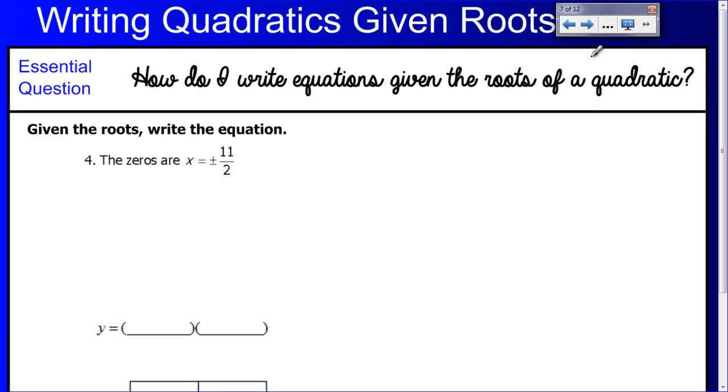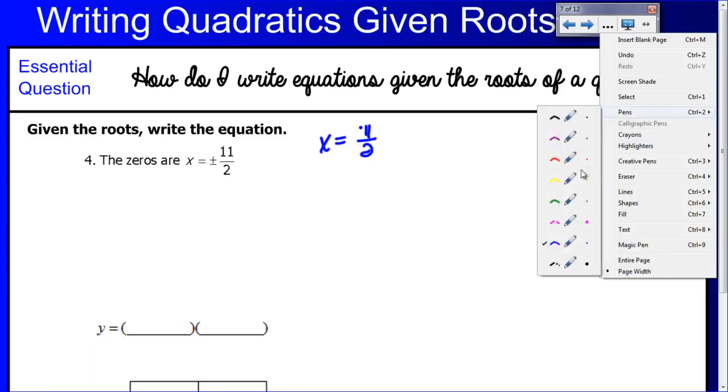So I'm going to skip over here to number 4. We're going to do this example. It takes care of both examples 3 and 4 at the same time. So it tells me that my zeros are x is plus or minus 11 over 2. What that means is that x is equal to 11 over 2. That's supposed to be an 11. It did not come out very well.